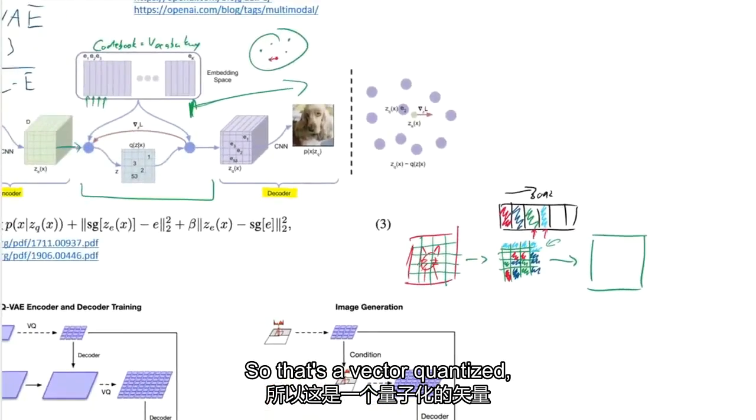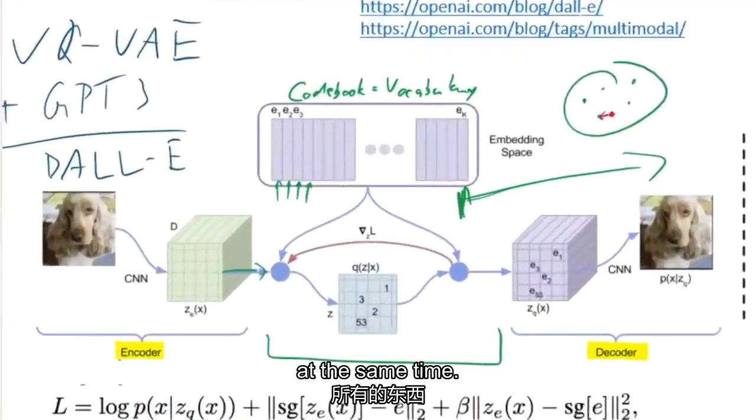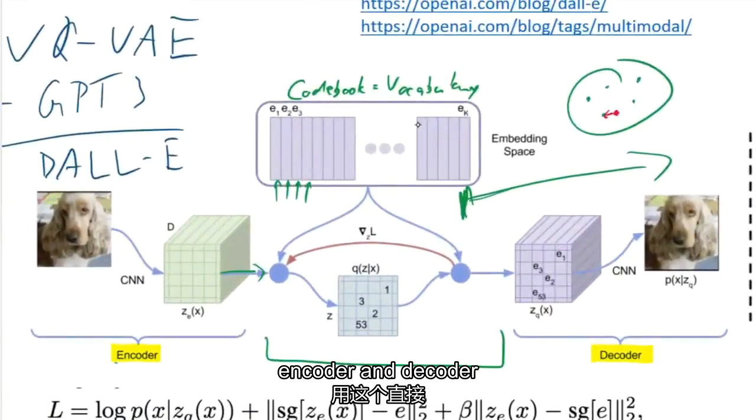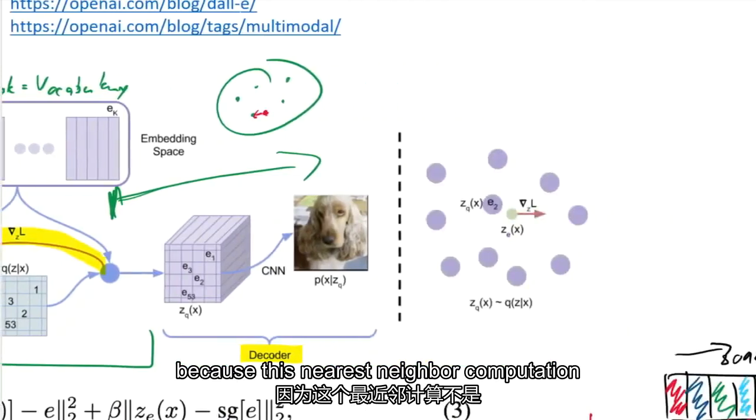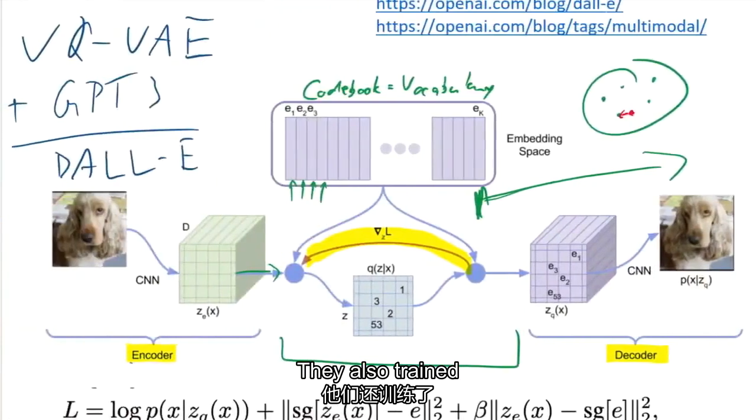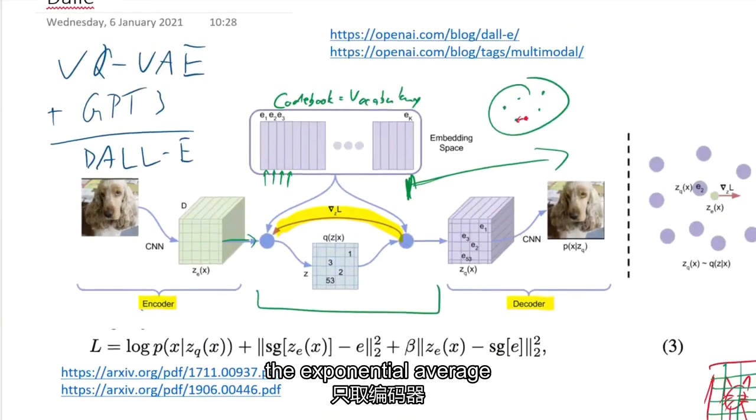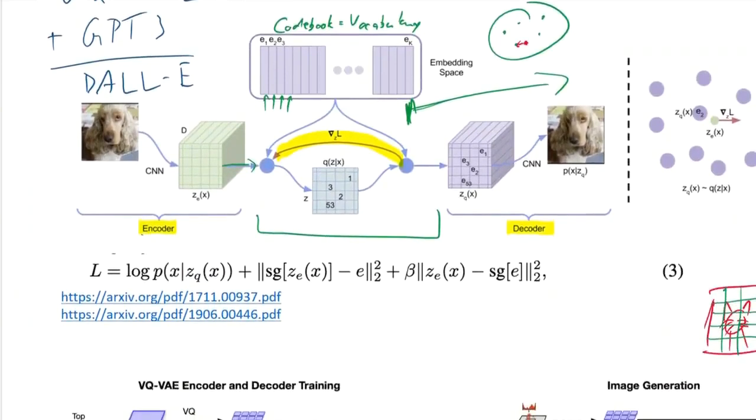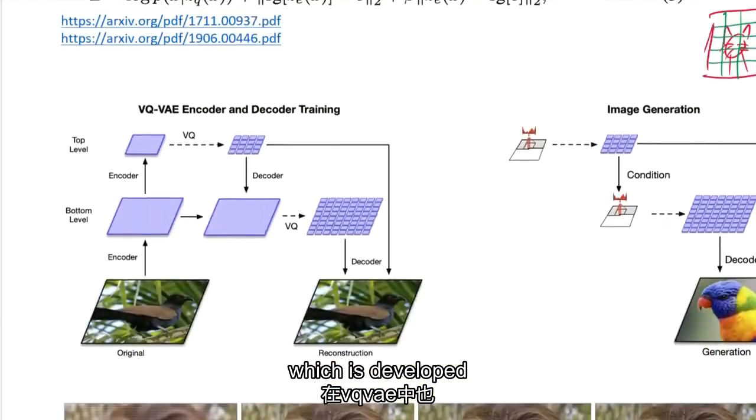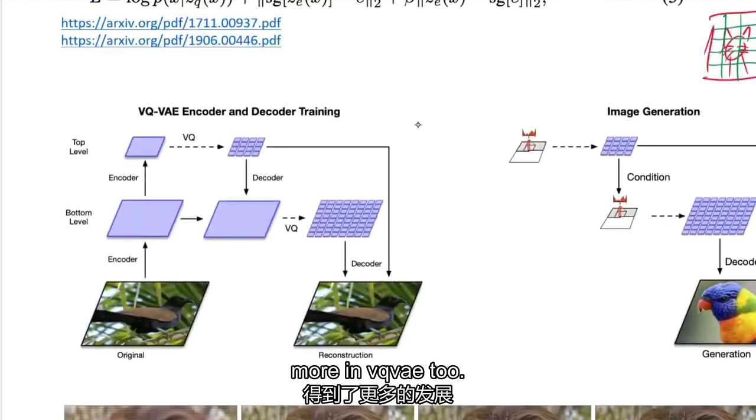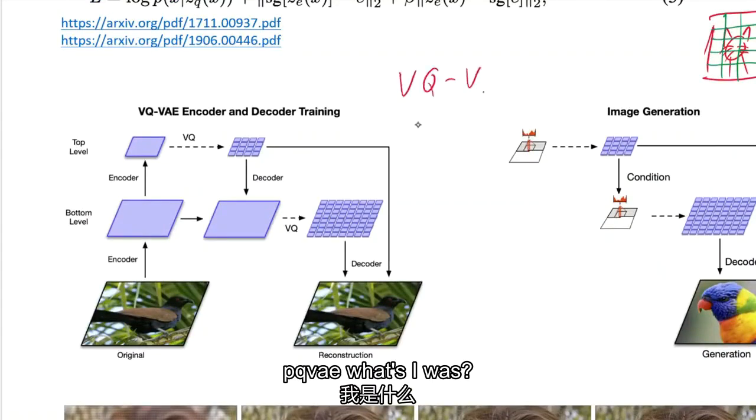So that's a vector quantized VAE, and they train everything at the same time. So they train the encoder and decoder with this straight through estimator, because this nearest neighbor computation isn't exactly differentiable. They also train the codebook to match the outputs of the encoder, so you can train that, or you can just take the exponential average of the encoder outputs, and that's the VQVAE, which is developed more in VQVAE2. So this is VQVAE2. I've linked the papers.